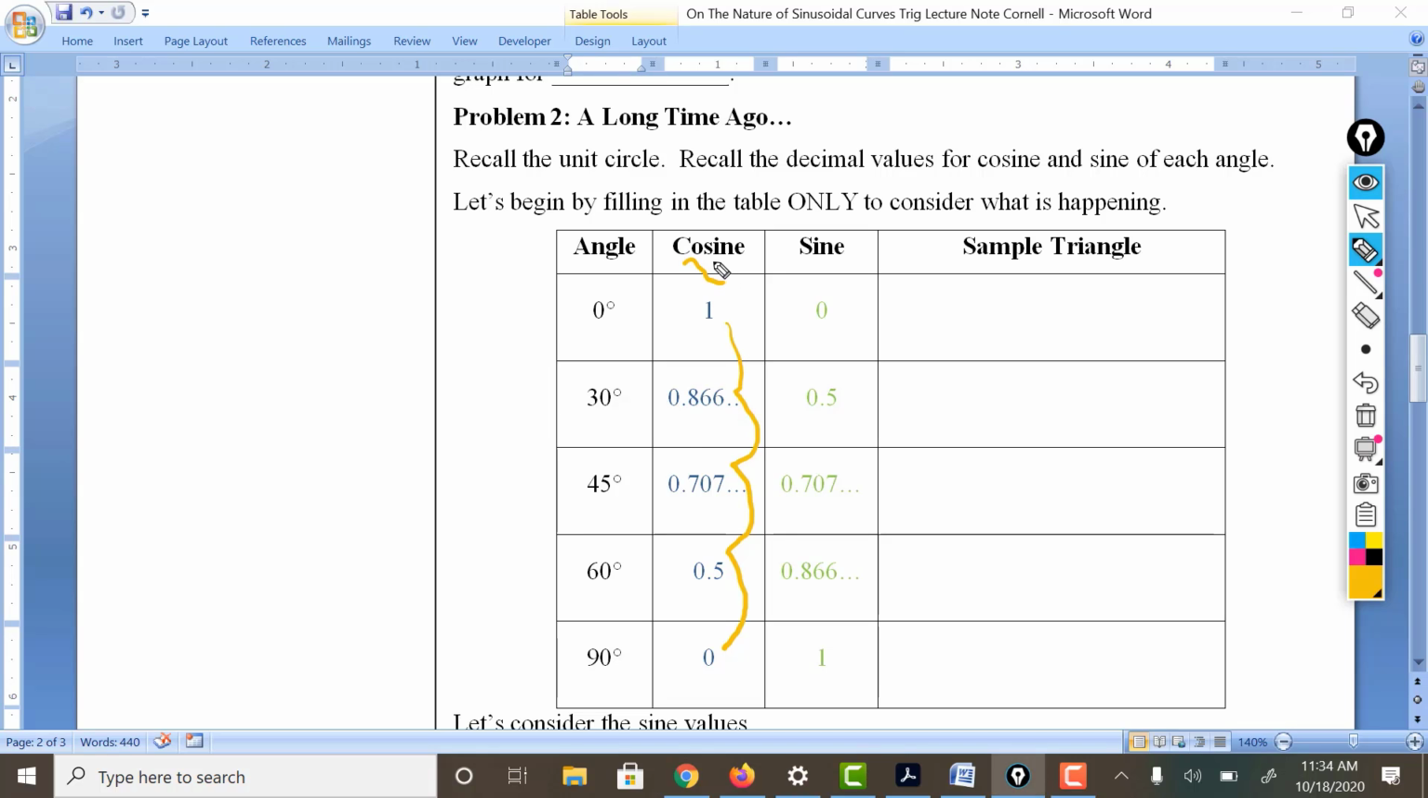Remember, the cosine is the x, so the x value gets smaller and smaller. At the same time as the angle is getting larger and the cosine is getting smaller, the sine is actually getting bigger. Hopefully you're writing this down, right? As the angle increases, the x values decrease, the y values increase.